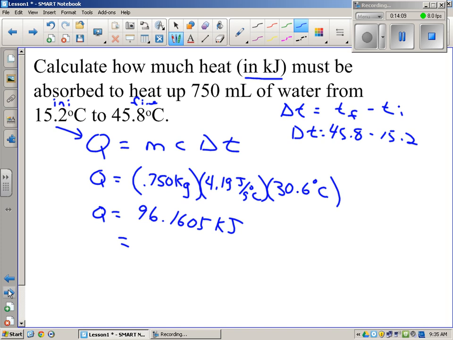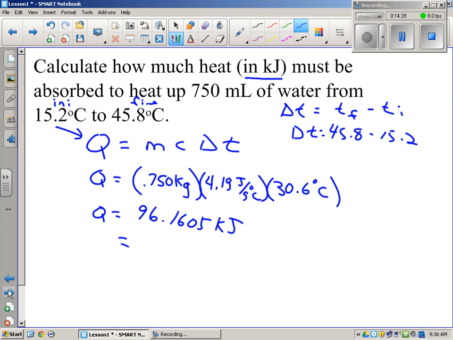Now, did anyone use grams? If you did, that's okay. Put your hand up. Great, thanks. So then he got, of course, 96,160. That's joules. So then we just have to make sure we answer the question, change it back to kilojoules, right? Three places over. Same answer, obviously, so it's still good.